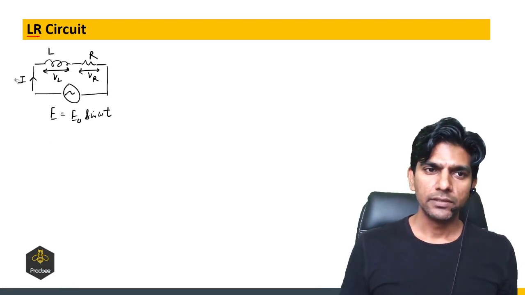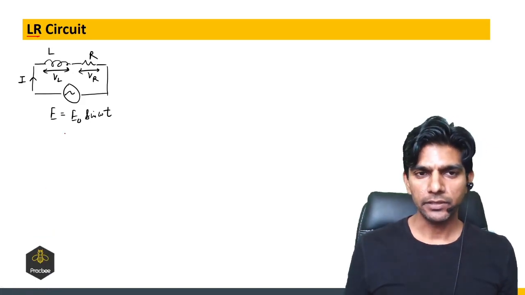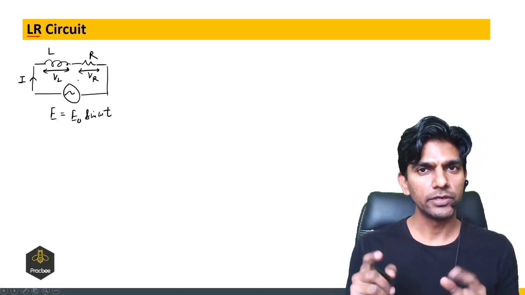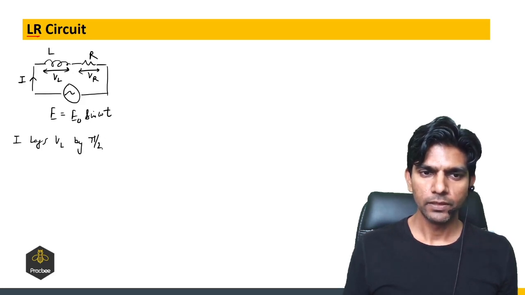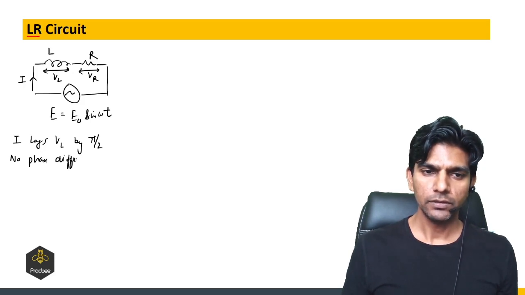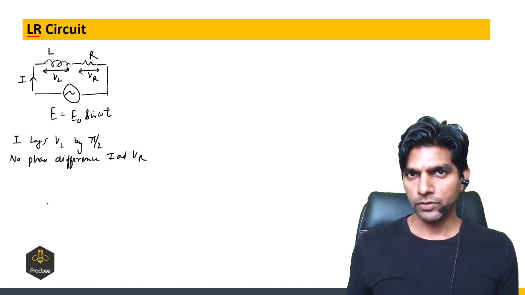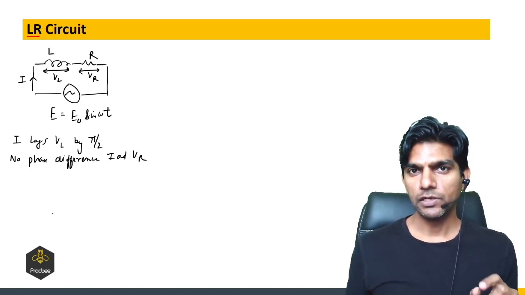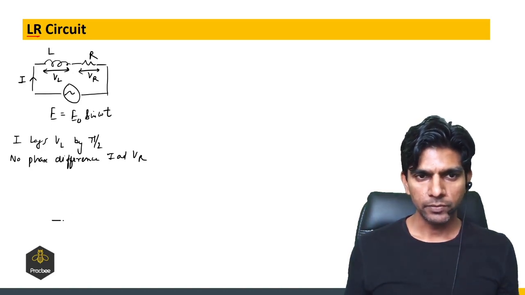And we have studied that the current lags voltage in case of an inductor, and there is no phase difference between the current and the voltage across the resistor. So I can show it like this. I can say I lags VL by pi by 2, and there is no phase difference between I and VR. So that we can remember. So let us first draw the phasor diagram. To draw the phasor diagram, we'll use the peak values of the voltages and the current. So let me first draw I naught.